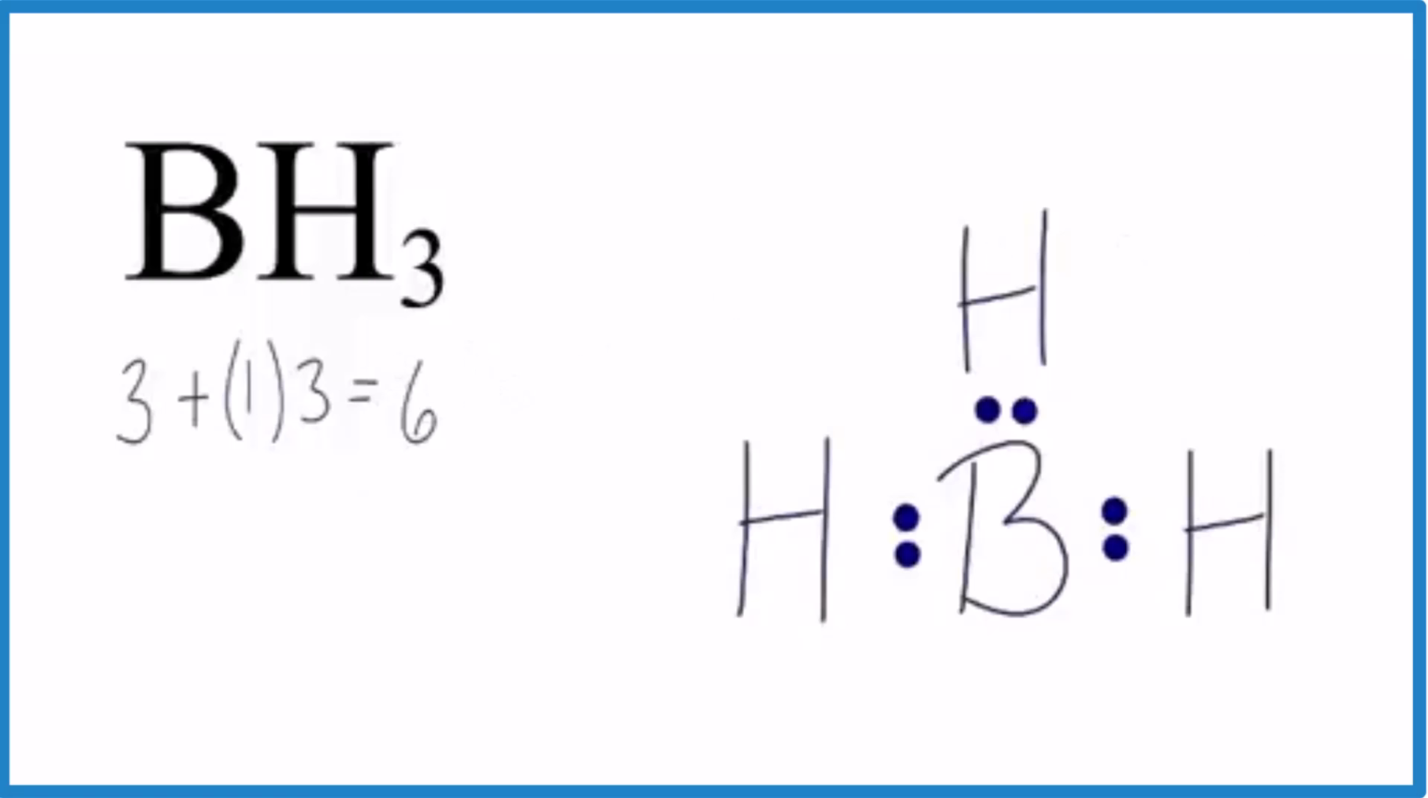So how do we complete the octet for the BH3 Lewis structure? It turns out that with Lewis structures there are quite a few exceptions. The octet rule is a very general rule. It works a lot of the time, but not all the time. So for boron, it's one of the exceptions. Boron only needs 6 valence electrons. We'll see more of these exceptions later on.